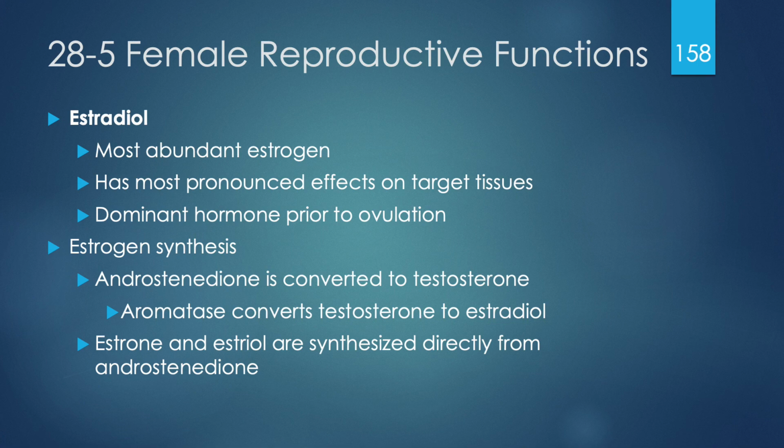Estrogen is synthesized as androstenedione is converted to testosterone, and aromatase, which is an enzyme, of course, because it ends in ase, converts testosterone to estradiol. So estrone and estriol are synthesized directly from androstenedione.